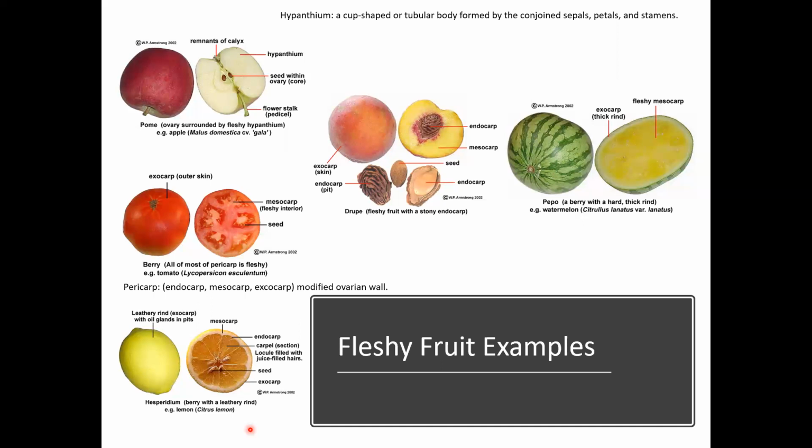So the example for Hesperidium is the lemon, right? So in that case, what do you mean by a Hesperidium? It's a berry type where the pericarp has modified into a leathery rind, a leathery peel, right?